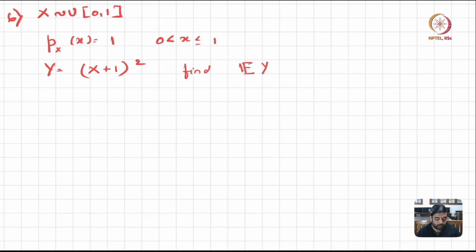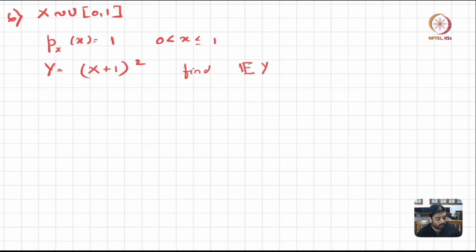Now let's go to the next question. Now I have a continuous random variable, a uniform distribution from 0 to 1. So the density will be 1. Now I'm asking you, if this is the y, y is a function of x, and you're trying to find the expectation of y, where y is a function of x.